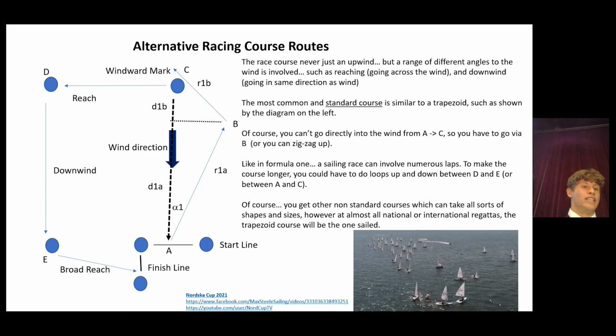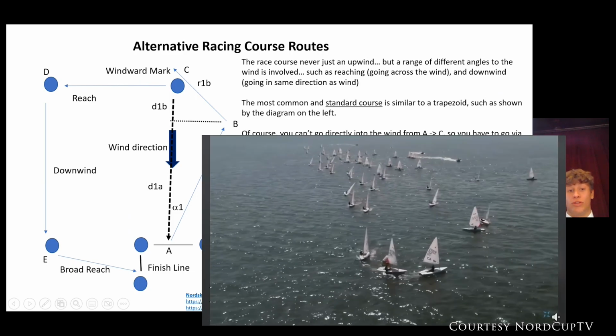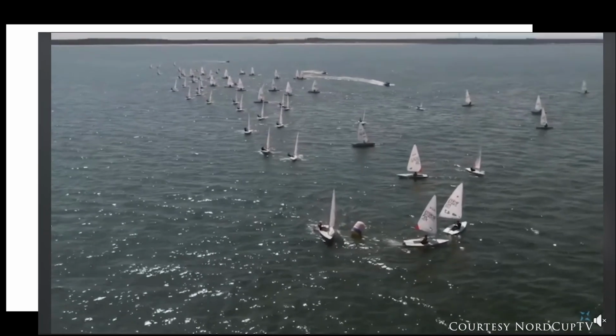Similarly, you can do loops around E and D as well. This is the most common, but you get other non-standard courses as well, which come with all sorts of funny shapes and sizes, typically in different types of boats with different types of sails, such as foiling boats or asymmetric spinnakers, as well as club racing, of course, where they don't have the space or the time, or don't really care about making it a professional race. You can get all sorts of funny courses, which is always fun to sail in as well.